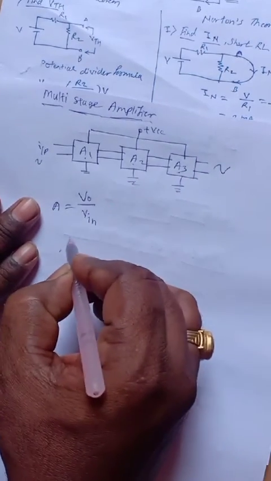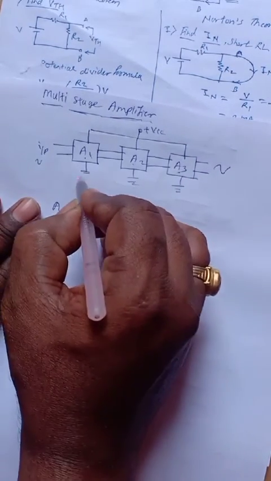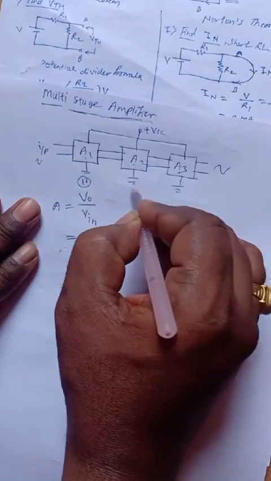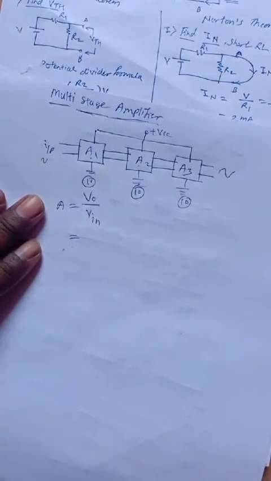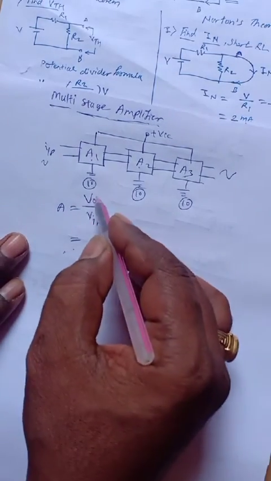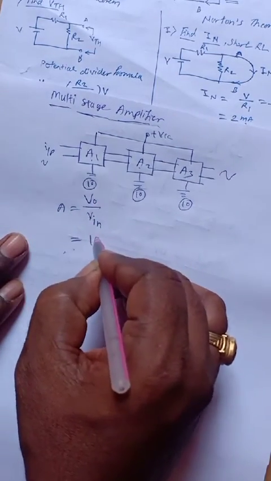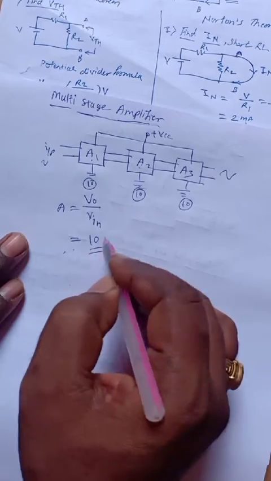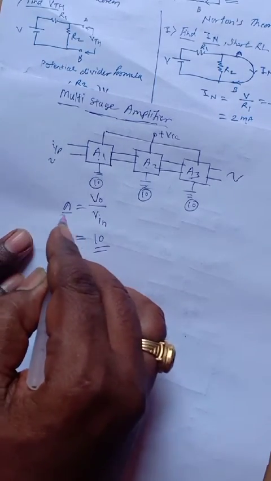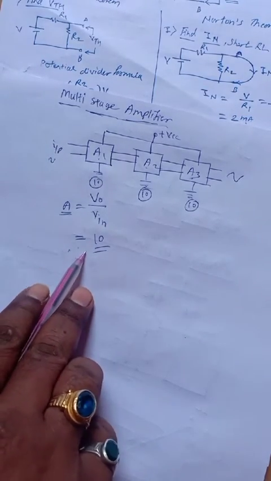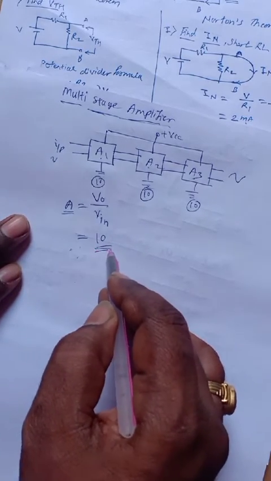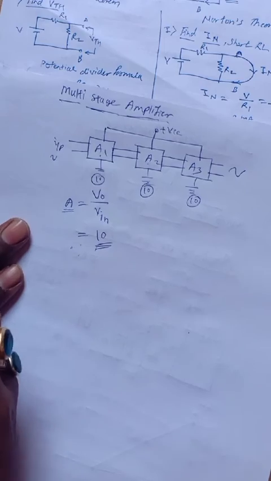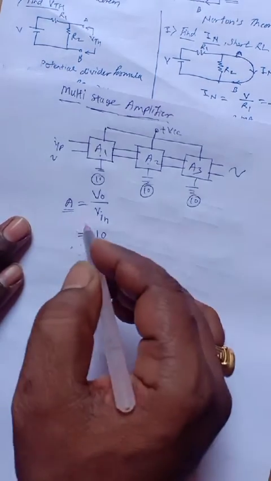Suppose this amplification factor is 10, this is 10, and this is also 10. Output voltage divided by input voltage is 10. So V and V get cancelled, therefore the amplification factor doesn't have any unit. No voltage, no current. It's just a number. It is the amplification factor, suppose 10.